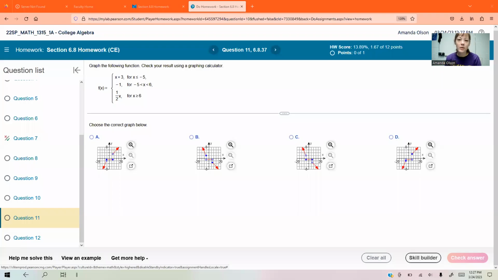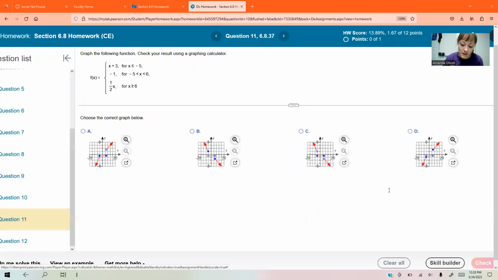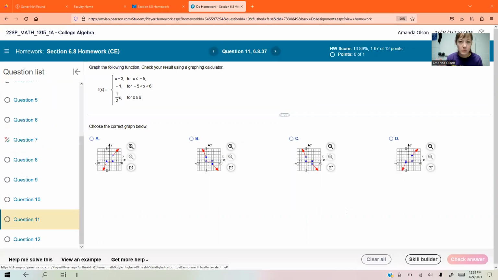Okay, hi. So I was asked to look at some of the 13, 15 section 6.8 problems. So that's what we have here. Here we have a function, it's a piecewise function, and we're asked to graph it. Now the nice thing is that this is multiple choice, so that can help us.